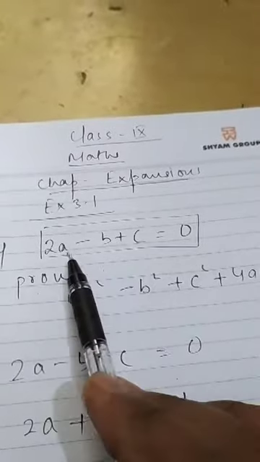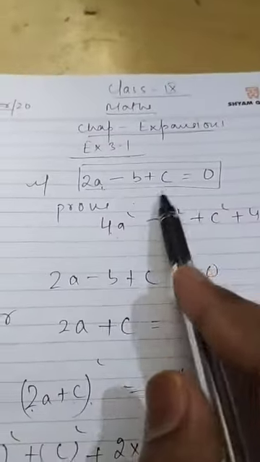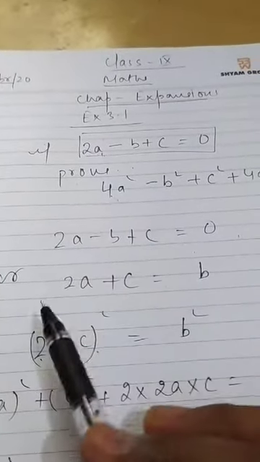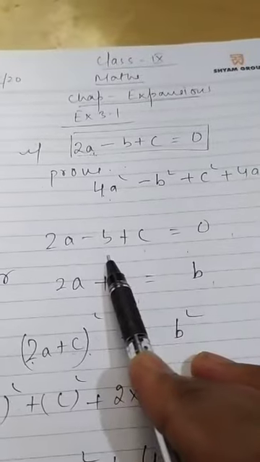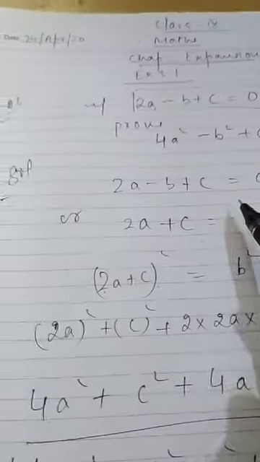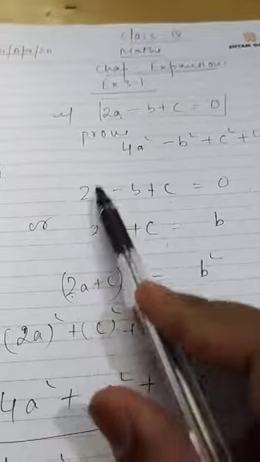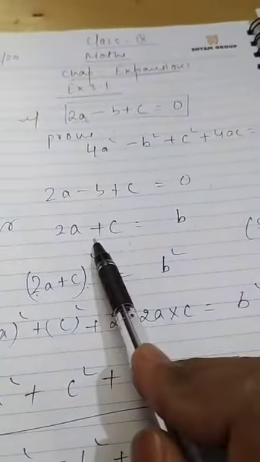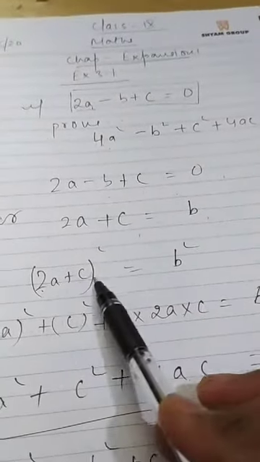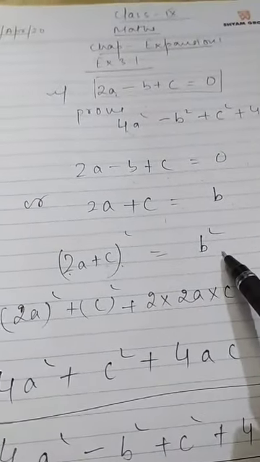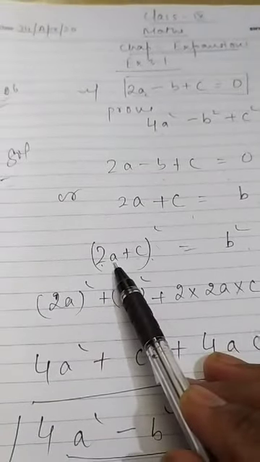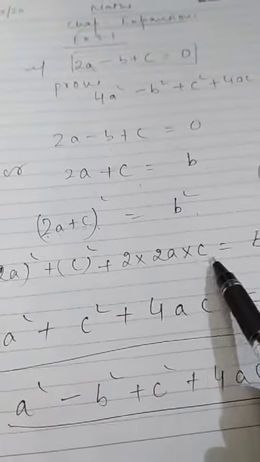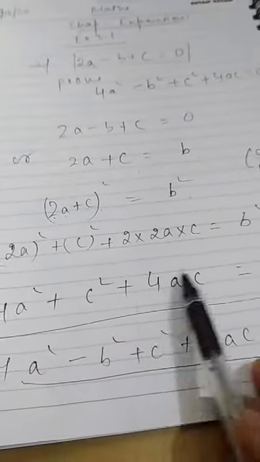that is, this equation is of second order. So we can write 2a minus b plus c equals 0 as 2a plus c equals b. We can transfer this b to the right side. Now as per the condition required, we have to square this equation on both sides, like (2a plus c) whole square equal to b square. On expanding it, this will be 2a square plus c square plus 2 times of this one. So this will be this much.